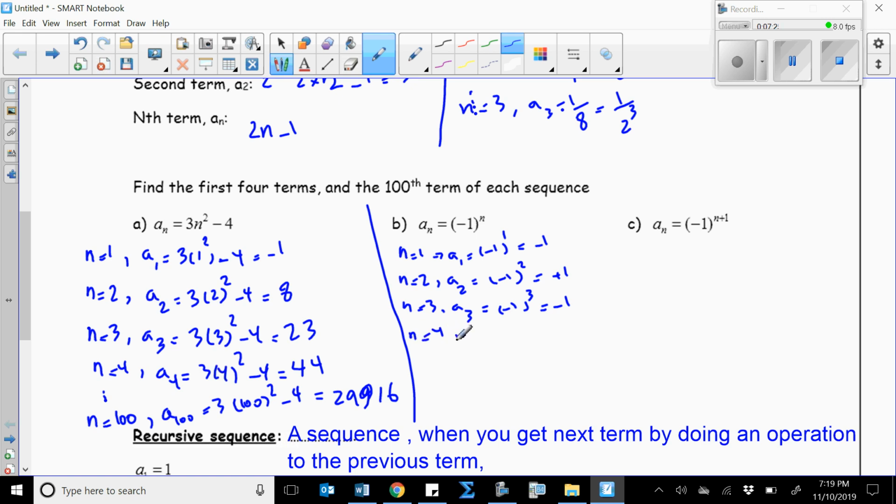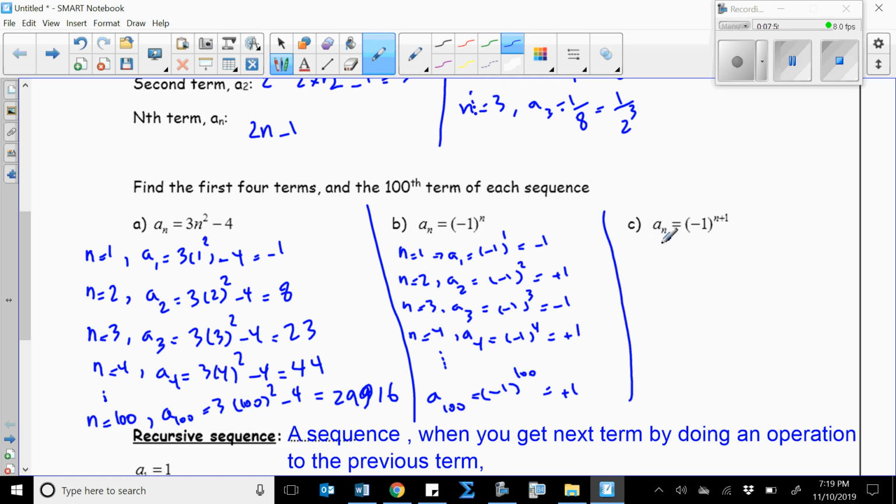N equal to 4, a4 equals (-1) to the power of 4, which will be positive 1. So if we continue this sequence for 100, we will have (-1) to the power of 100. And because 100 is an even number, -1 to the power of an even number will be equal to positive 1.